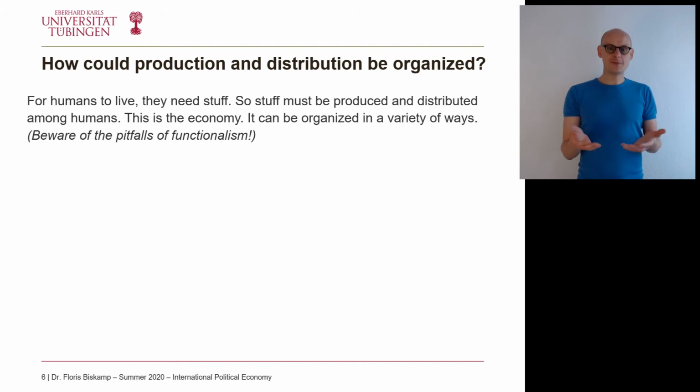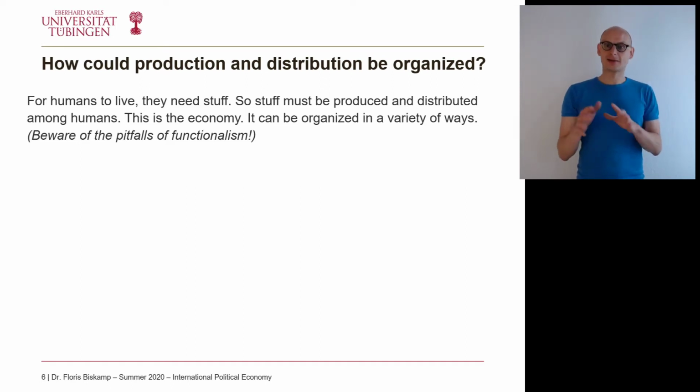So you need stuff, and in order for us to have this kind of stuff, the stuff has to be produced. So it has to be made in one way or the other, and then it has to be distributed among humans. And this whole system in which this production and distribution happens is the economy, and the system can be organized in a variety of ways.